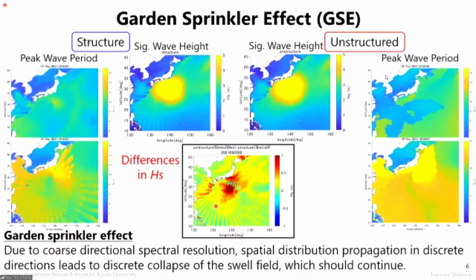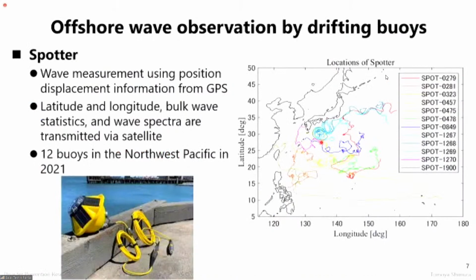As you see, there is a sort of garden sprinkler. It's named the garden sprinkler effect. So we think unstructured grid simulation results can avoid this effect. As you already saw, the Spotter, what is the Spotter?